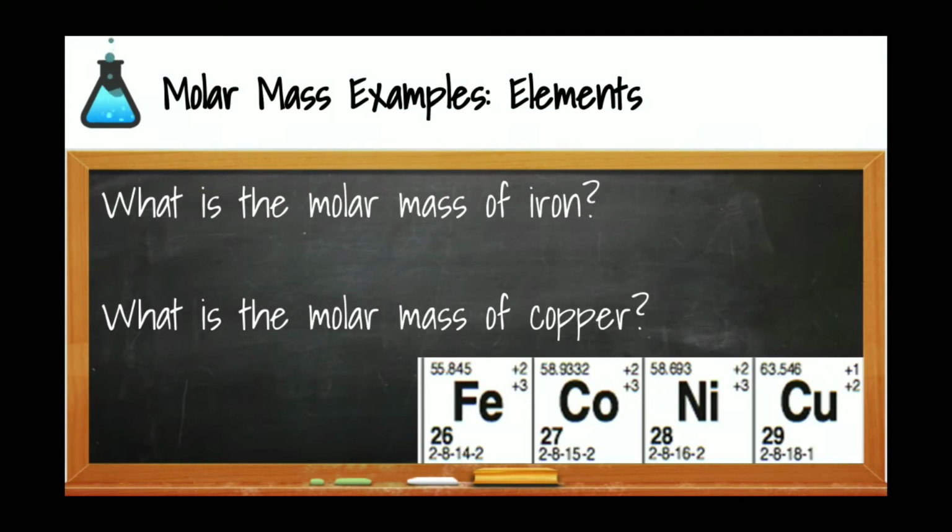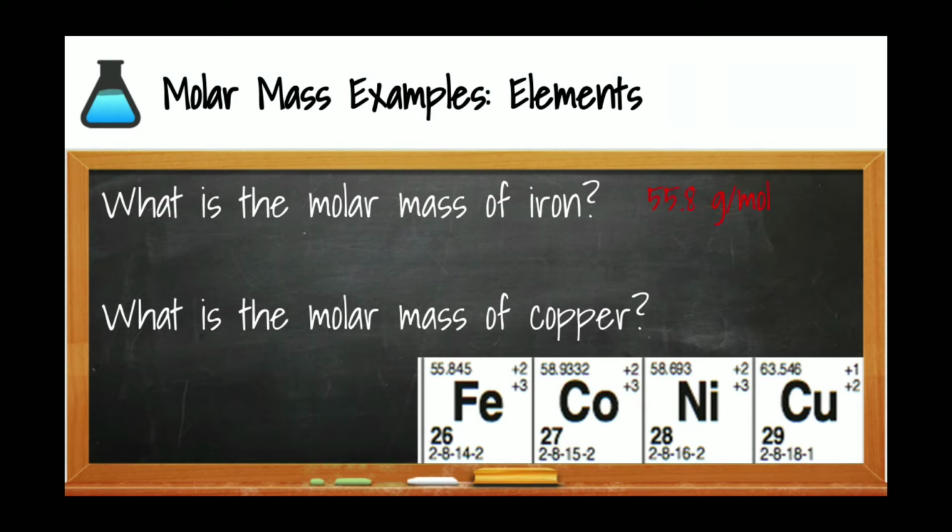So when we're looking for the molar mass of an element, all we have to do is look on the periodic table. You may round the molar mass to the tenths place. Make sure that you examine the hundredths place so you properly round to the tenths place. So what is the molar mass of iron? Well, 1 mole of iron equals 55.8 grams.